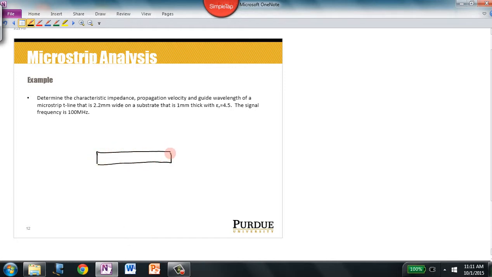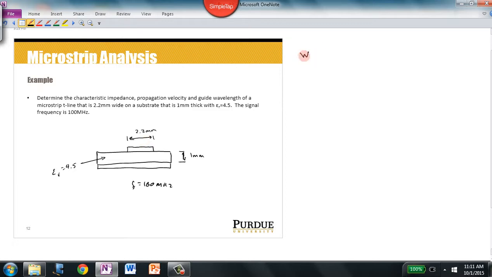So you can kind of visualize in your head, we've got a substrate material. It is 1 millimeter in width, and it's got a ground plane, and then on top of that it's got a signal strip, and that is 2.2 millimeters. The relative permittivity of this material is 4.5, and the signal that's on the signal line has a frequency of 100 megahertz. So this is the situation that we have.